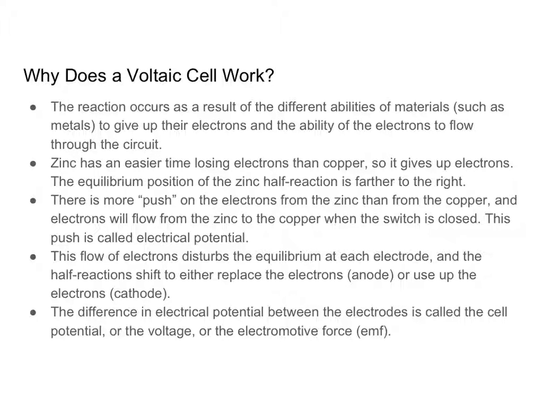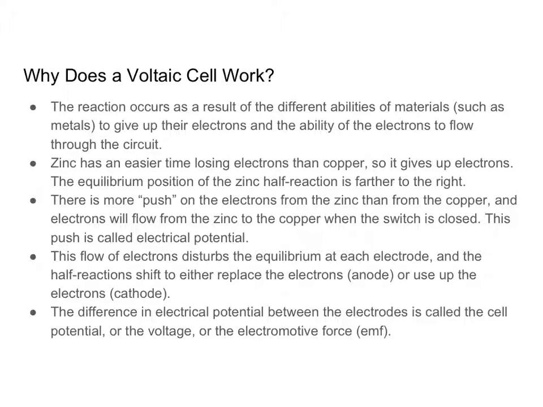As a result, there is more push on the electrons from the zinc than from the copper, and the electrons will flow from zinc to copper when the switch is closed. That is, we turn the system on. The switch is on, for lack of a better term. This push is called the electrical potential. We'll get way more in depth on that in a second.